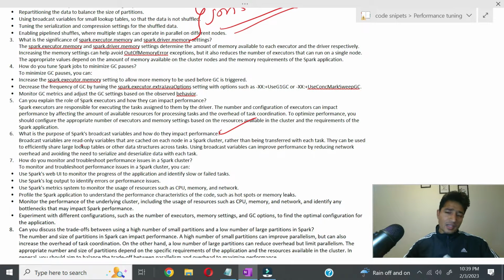with each task. See, broadcast variables and broadcast join have been covered in the join video. If you need more detail, please go through it. We will be moving to the next question.